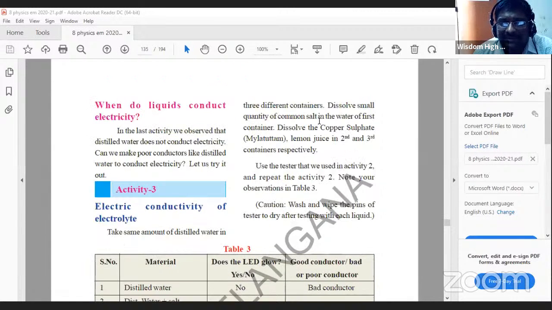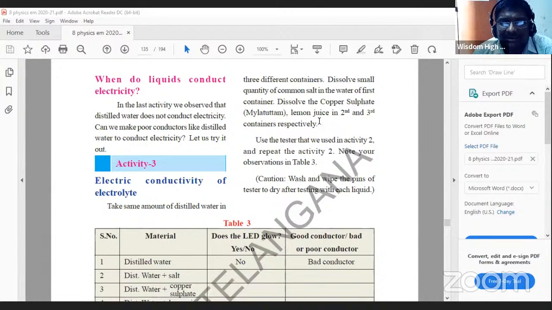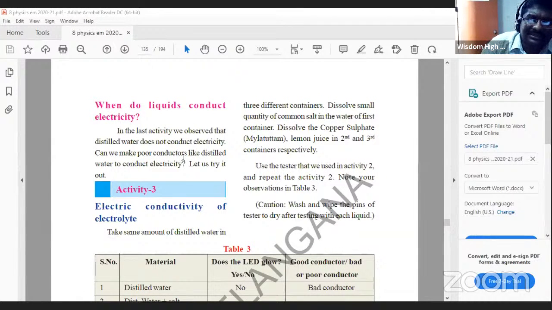How do we perform this activity? Everyone concentrate here. We should take three different containers and fill them with distilled water. In the first container, dissolve a small quantity of sodium chloride. Next, copper sulfate, CuSO4, in the second container. Then lemon juice in the third container.